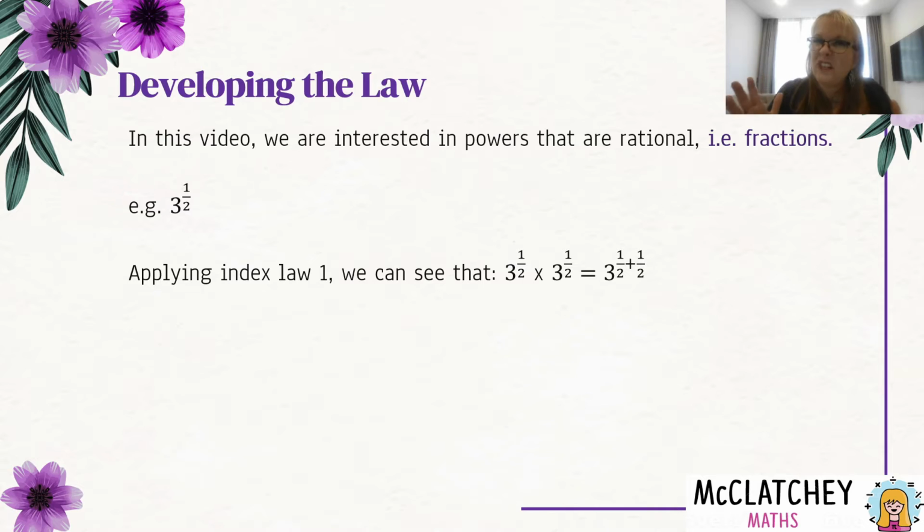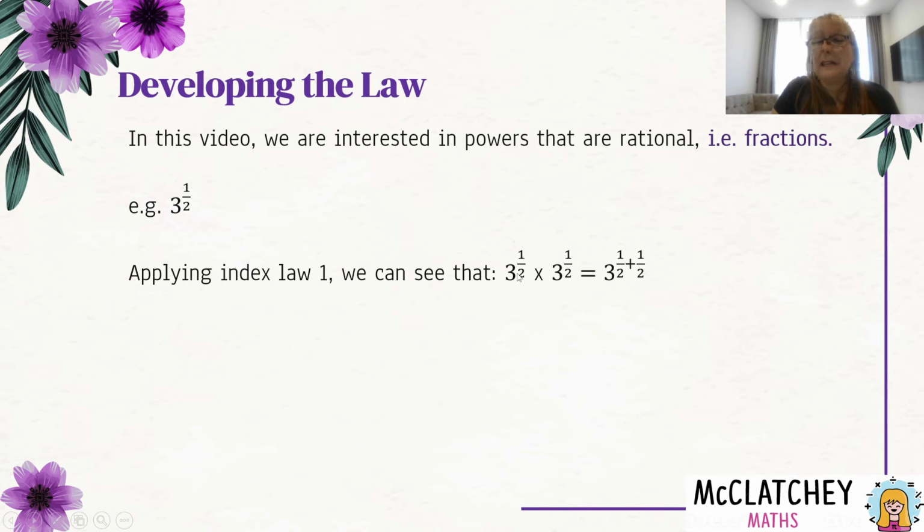Now, we're interested in this video in fractional powers. We've talked about that, rational powers. An example of that might be writing 3 to the power of a half, which is one of our most common fractions. Now, I'm just going to park that information about square roots for a moment. We're going to now just have a quick look at index law 1 and what that means for fractional powers. So what I'm going to do here is take 3 to the power of a half, and I'm going to multiply it by itself. You could say that I'm squaring 3 to the power of a half. I'm multiplying it by itself here.